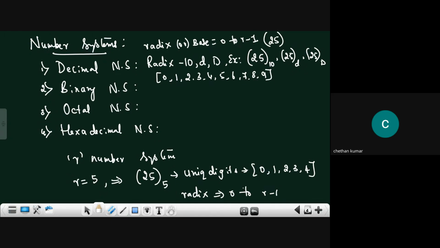Now I'll ask a question. What is the range of the radix?